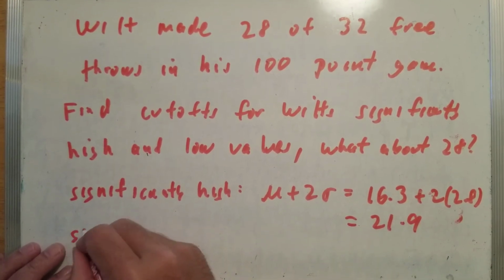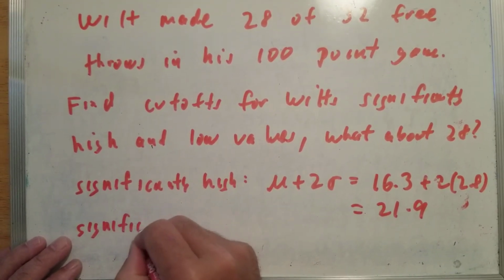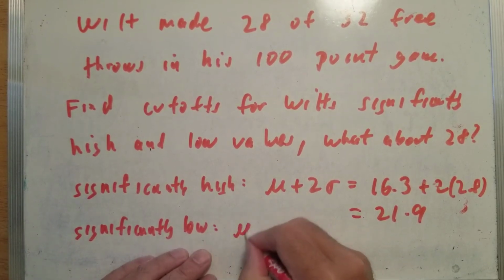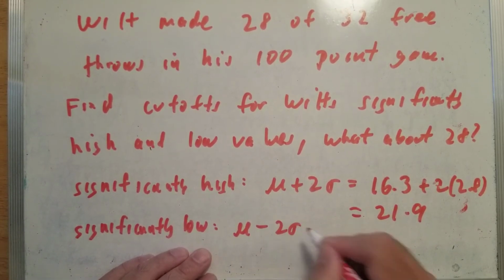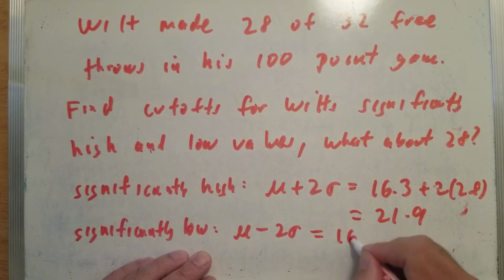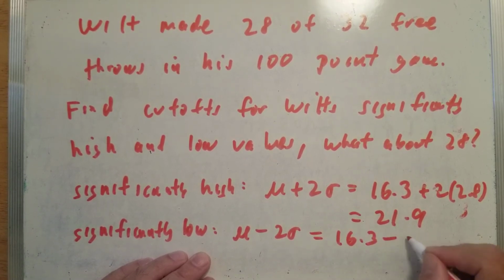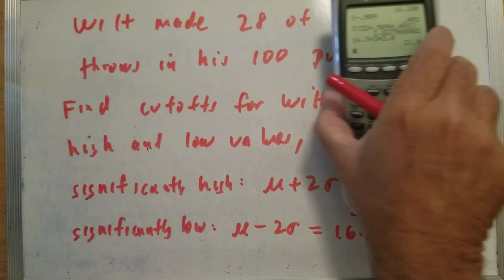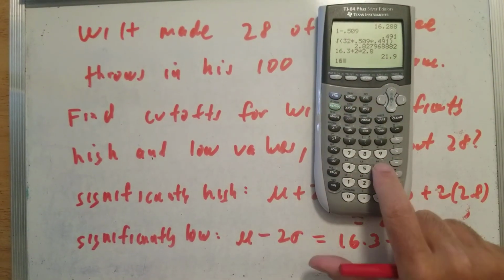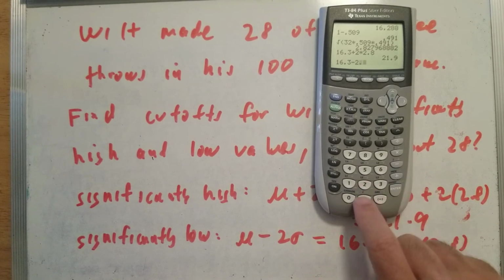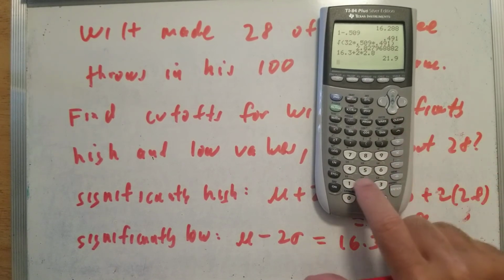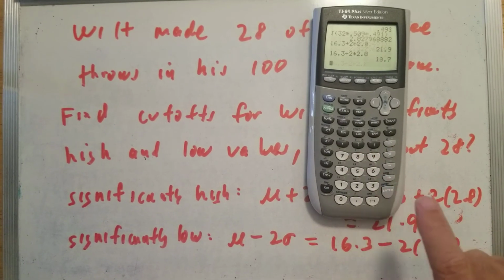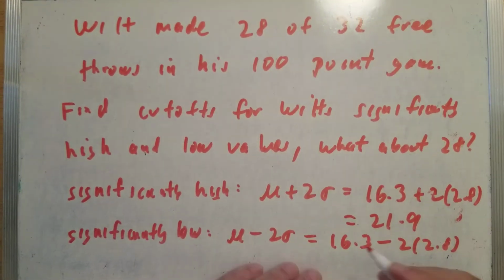The significantly low value would be mu minus 2 sigma. So that would be 16.3 minus 2 times 2.8, which is 10.7.